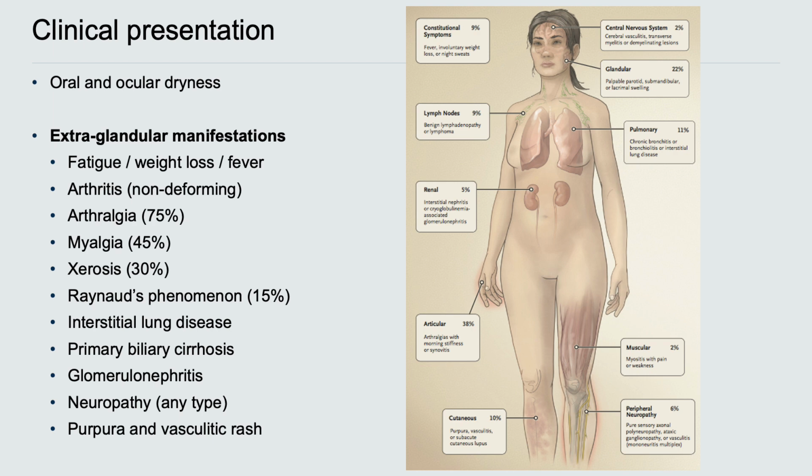Xerosis, or a dryness of the skin, and Raynaud's phenomenon are also seen, as are interstitial lung disease, primary biliary cirrhosis, glomerulonephritis, and a vasculitic rash. Neuropathy can be of any type and may be seen in the head and neck region where it can affect the trigeminal nerve.